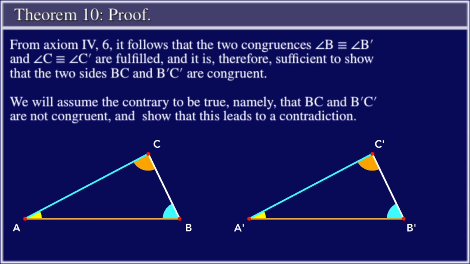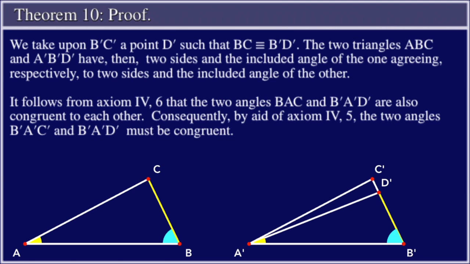And it is therefore sufficient to show that the two sides BC and B'C' are congruent. We will assume the contrary to be true, namely that BC and B'C' are not congruent, and show that this leads to a contradiction. We take upon B'C' a point D', such that BC is congruent to B'D'. The two triangles ABC and A'B'D' have then two sides and the included angle of the one agreeing respectively to two sides and the included angle of the other.